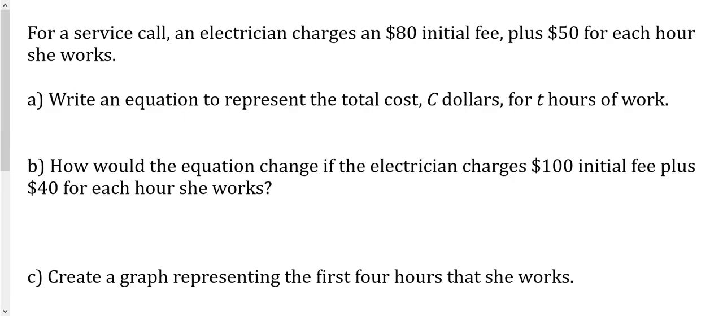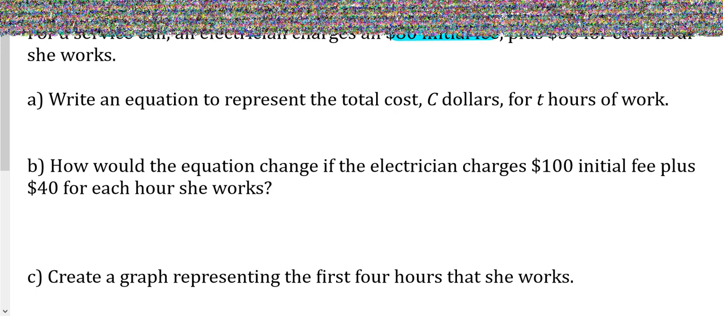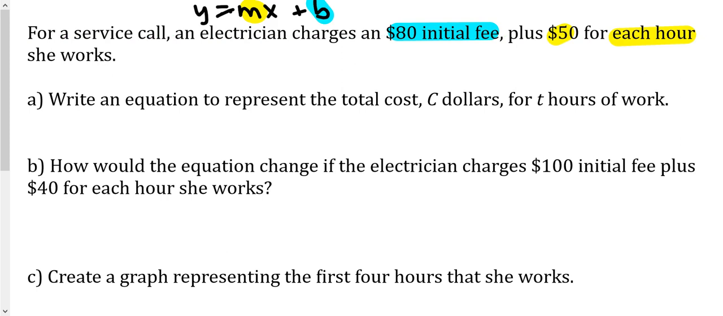So looking at another example, for a service call, an electrician charges an $80 initial fee. So again, that's kind of helping us look at that idea. And I'm talking about my rate of change plus any initial values. My y-intercept, right, the start, is usually my initial value. So I have that initial fee. I know that's going to talk about my B value. Plus $50 for each hour, right? With x is hours.